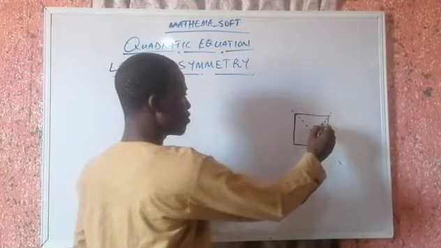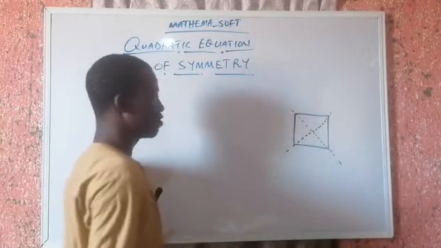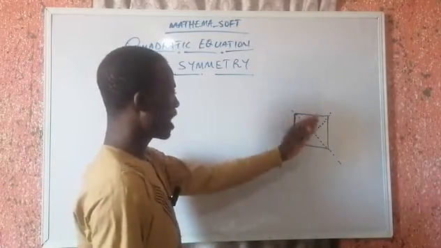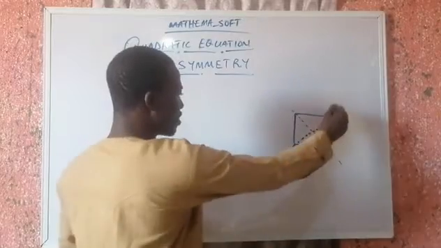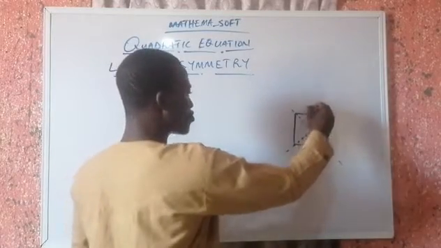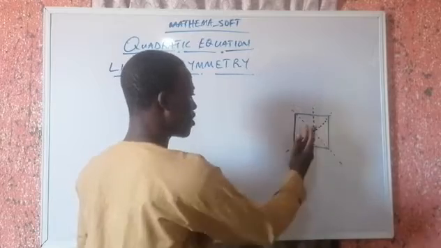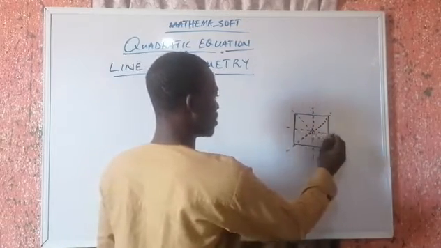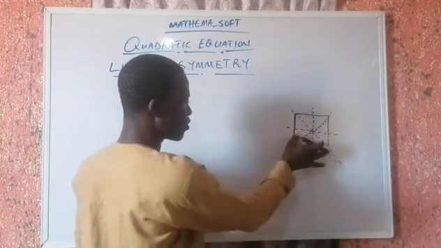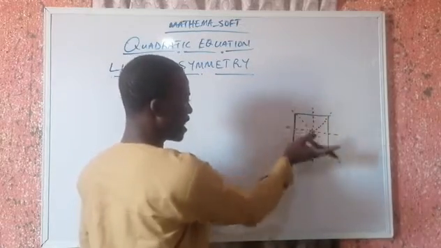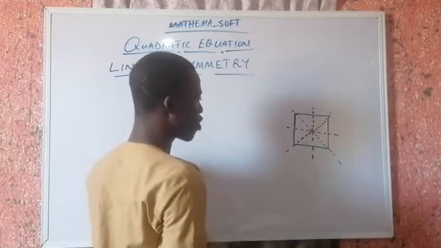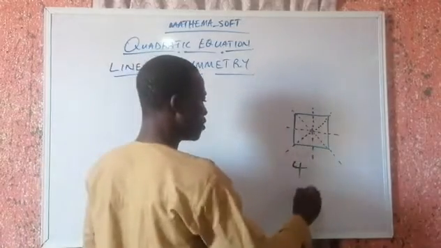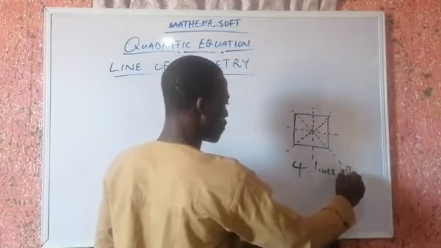If we also make another line through this diagonal, we can as well have two equal parts of a square. So this is another line of symmetry. A line through like this can also divide this square into two equal parts, and another line this way can divide this square into two equal parts, a part here and a part here. So we conclude that a square has four lines of symmetry.